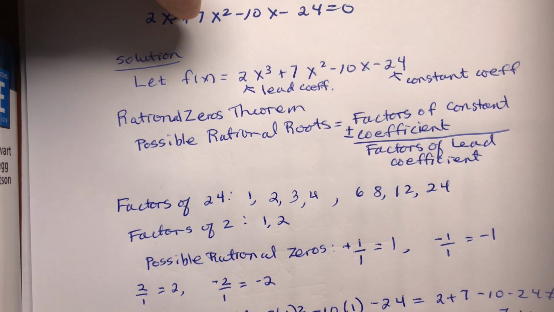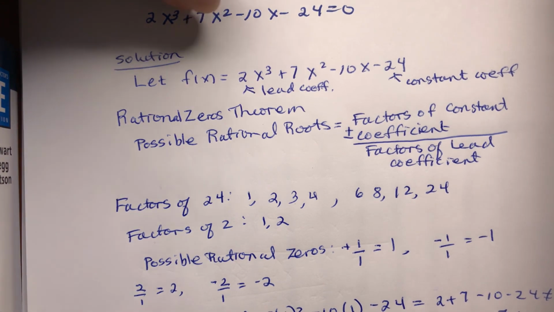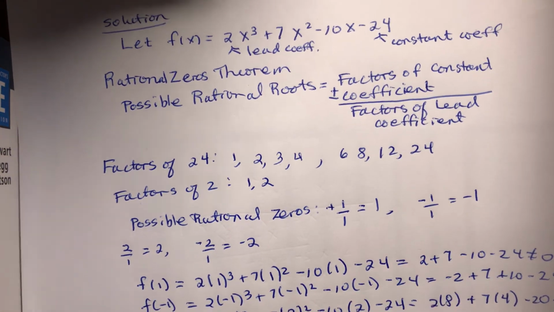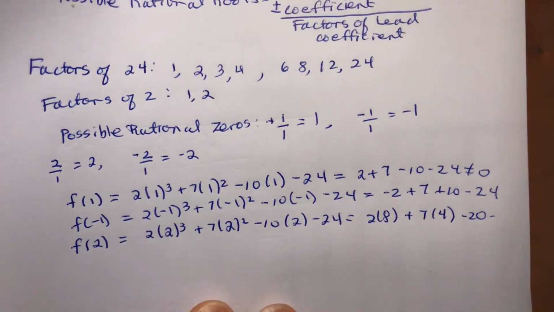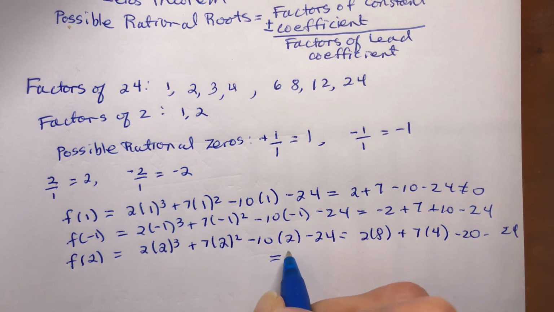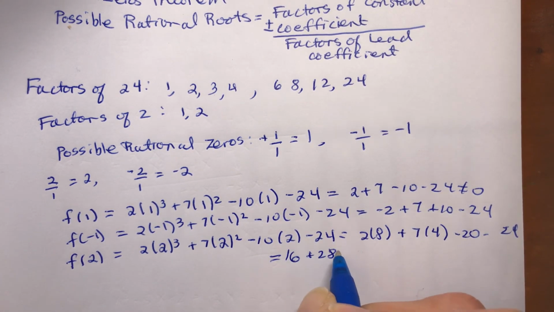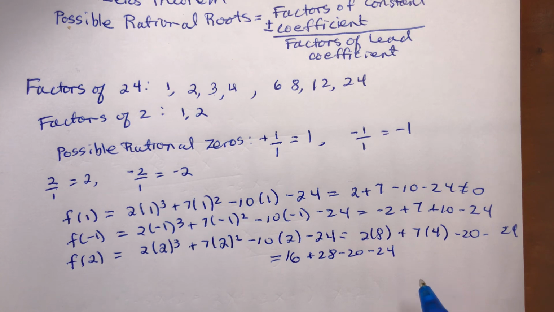And I think we get 0. This is 2 times 8 plus 7 times 4 minus 20 minus 24. Oh my God, this is so much stuff. So that makes 16 plus 28 minus 20 minus 24, and that makes 0.